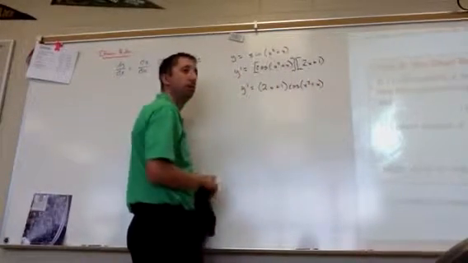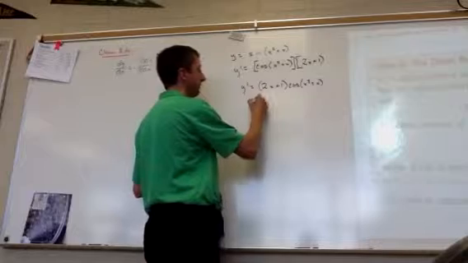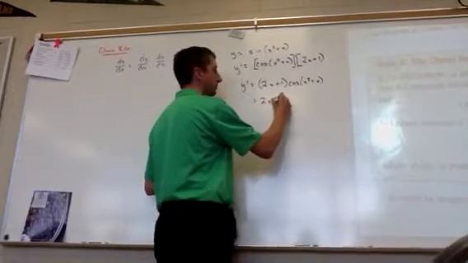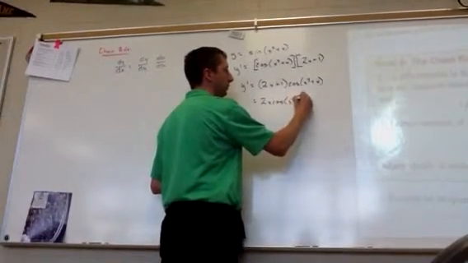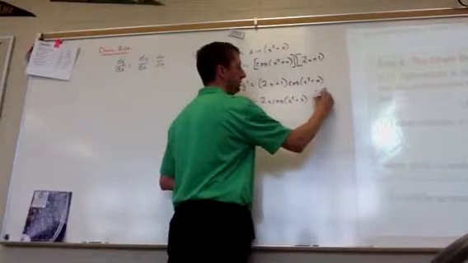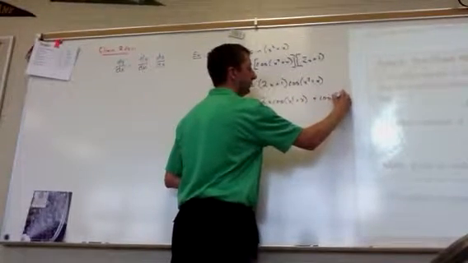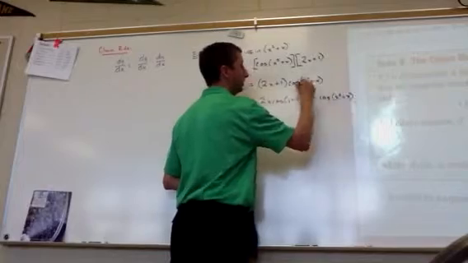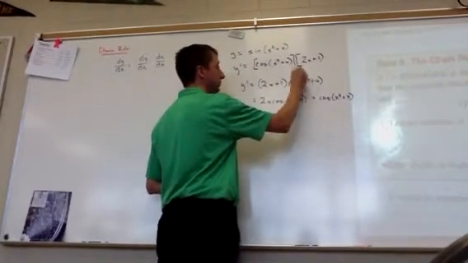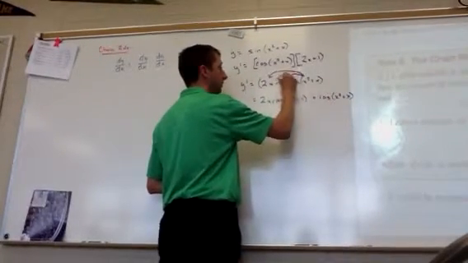I can distribute that cosine of x squared plus x, so I've got 2x cosine of x squared plus x plus the cosine of x squared plus x, because this is just the distributive property.